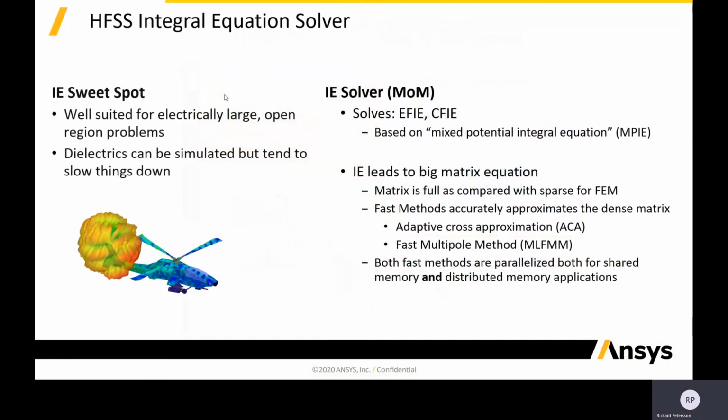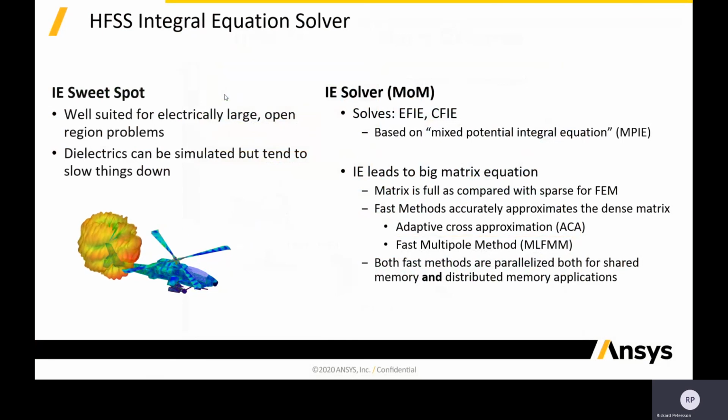So first, very briefly on the integral equation solver. As I mentioned a couple of times already, it's well suited for electrically large open region problems. And it can handle dielectrics, but it's mostly recommended for metallic structures. And this solver solves two equations, the electric field integral equation or the combined field integral equation. It depends on the type of geometry you try to solve which one is used. And that's out of the user's control, that's automatically detected. And it's using the mixed potential integral equation.